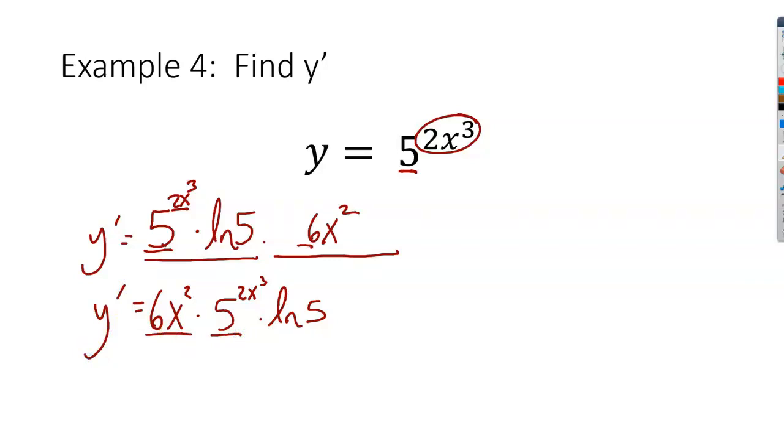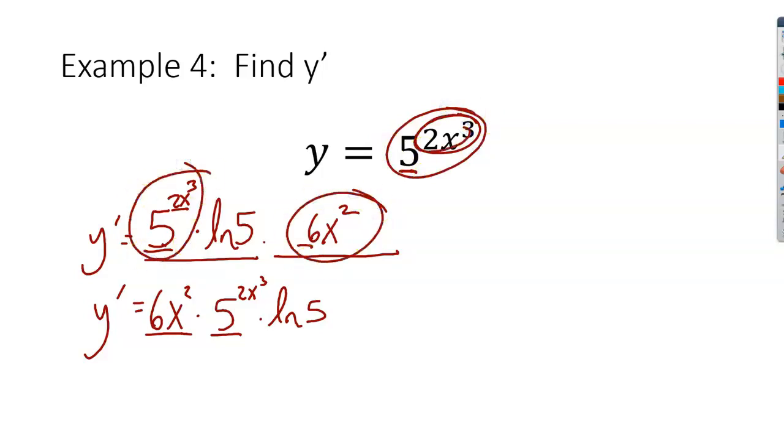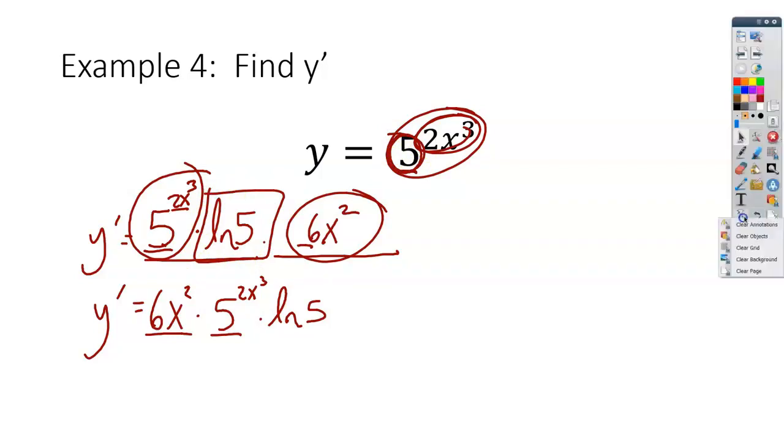Okay, so that's that. Same thing as the last one with e to the x. You just write the problem all over again, and you do the derivative of the inside. But you also have to multiply by ln of the base, since it's not a base of e.